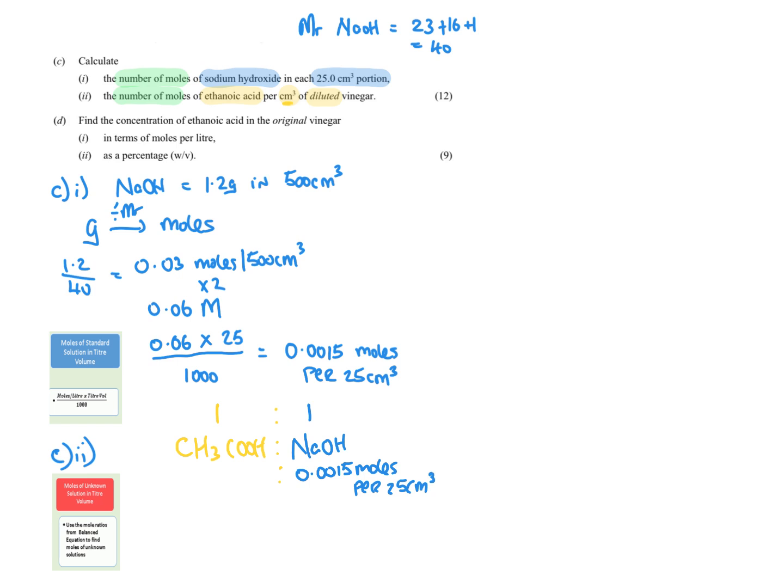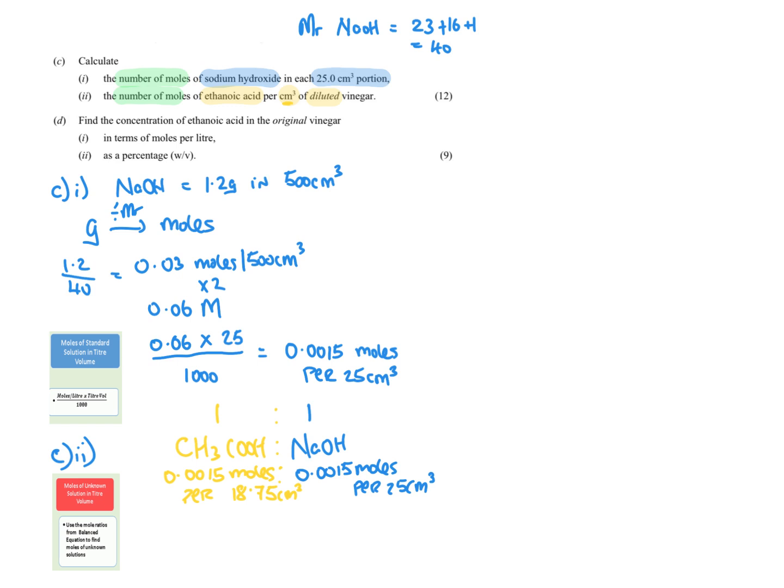So first of all, because it's a 1:1 ratio, the number of moles will be the same, but the volume will be slightly different. It's 0.0015 moles, but it's per your titer volume for your ethanoic acid, which is 18.75 centimetres cubed. And that's what I was saying earlier about the importance of the volumes. You have to check your volumes accordingly to ensure you use the correct ones.